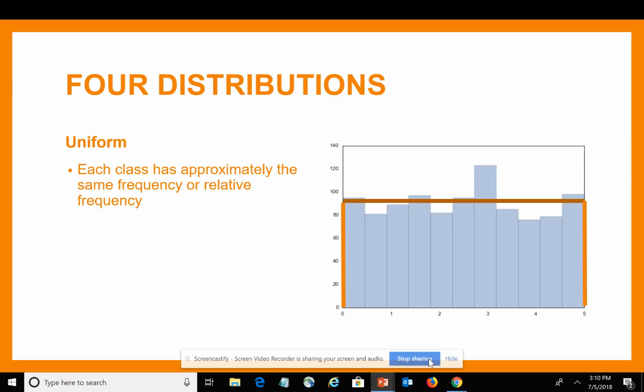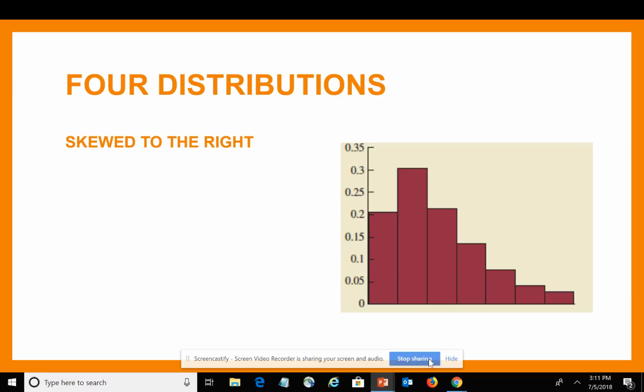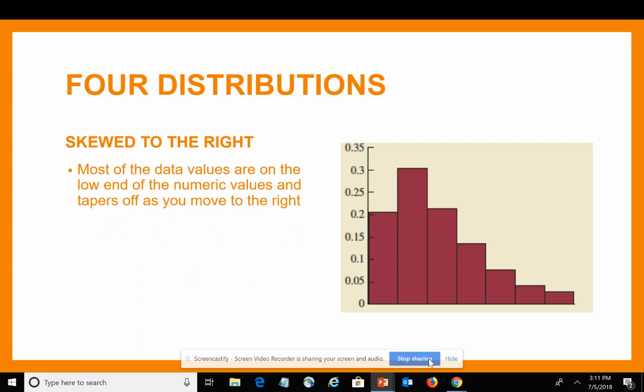Visually, when you look at it with your eyes, overall, and you take a step back, it looks somewhat like a rectangle. You could imagine drawing a rectangle and then cutting pieces off and filling in the gaps. A uniform distribution visually looks like a rectangle. The second distribution is skewed to the right.